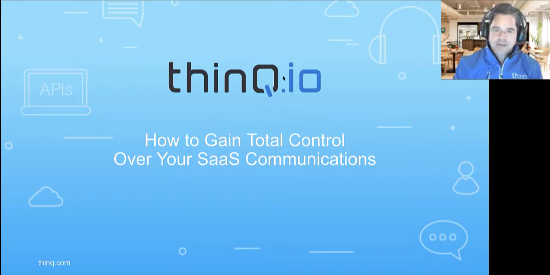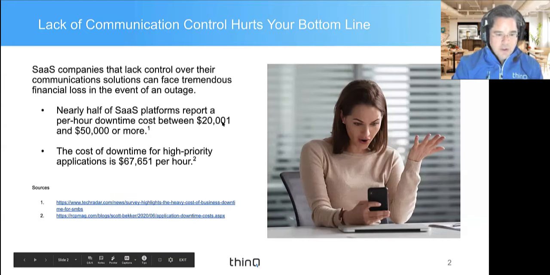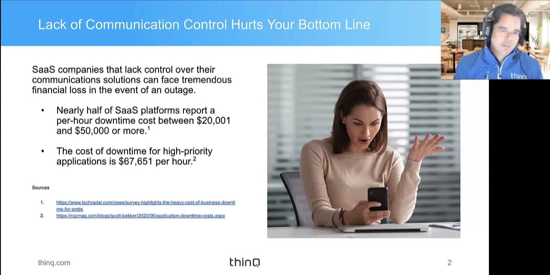So with that, let's dive right in. The fact that a lot of folks don't have total control of their communications can really impact their bottom line. We did a little bit of research and found that, unfortunately, if you have any sort of service interruption or outage, knock on wood, nobody wants those, on average a SaaS platform can lose anywhere from $20,000 to $50,000 per downtime cost. And for high priority SaaS applications, that can add up to about $68,000 per hour. So nobody wants to see any of that happen. Not having control can be a huge drain on your bottom line.